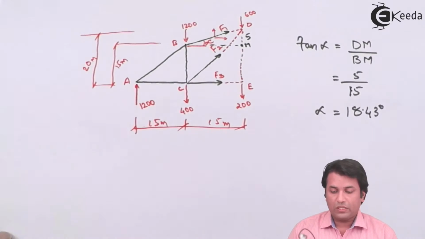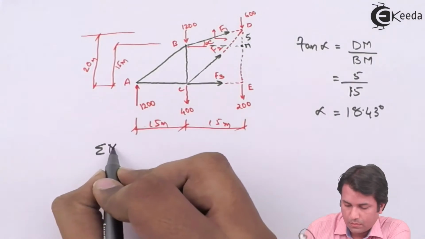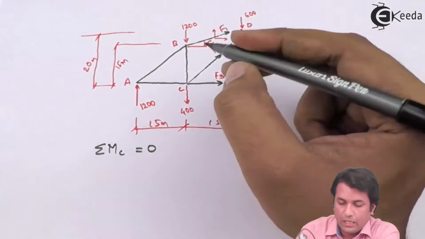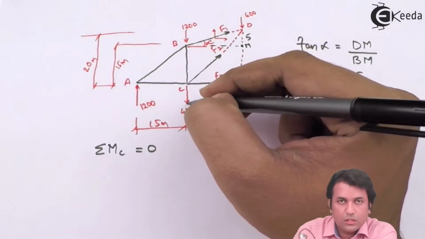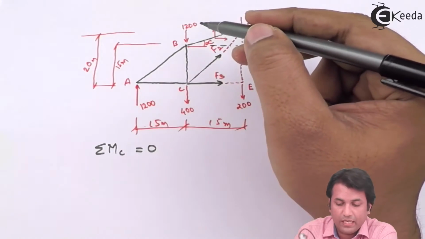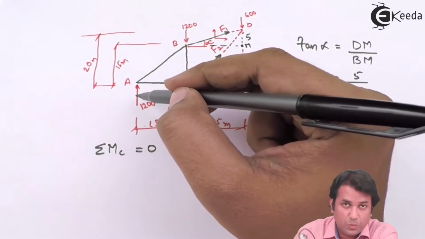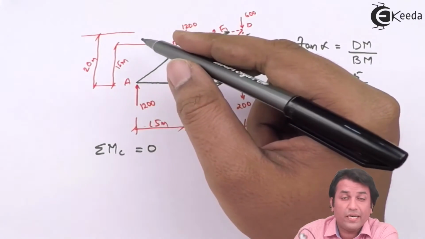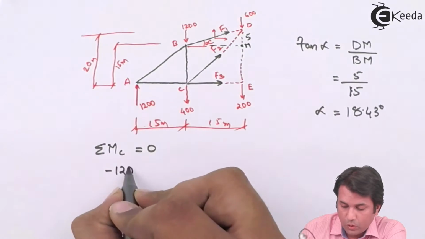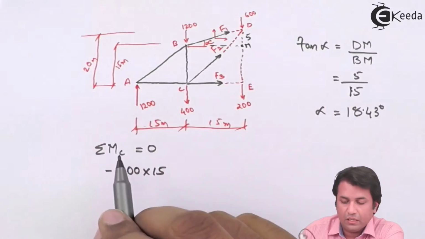Now I'll take moment about C. Taking moment about C, this force, the moment will be 0. The 1200 Newton force, even that will be 0. I have this one force, 1200 Newtons, acting vertically upwards, so that would create a clockwise moment. So that would be negative 1200. The perpendicular distance is 15 meters.